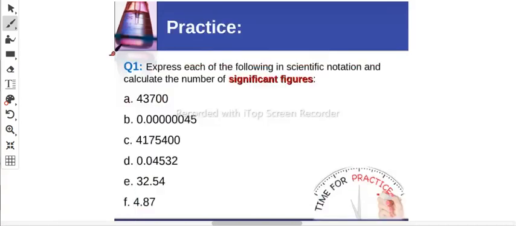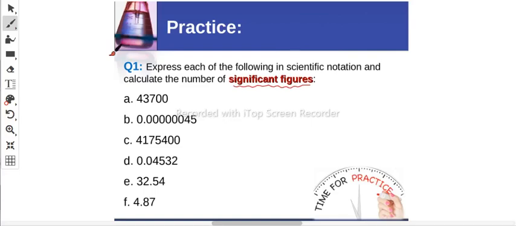Now we're going to have a small practice to make sure that you know how to rewrite the number into a correct scientific notation. And from this example, we're going also to learn how to find the significant figures number. According to the question, express each of the following in scientific notation and calculate the number of significant figures, or find out the significant figures number.